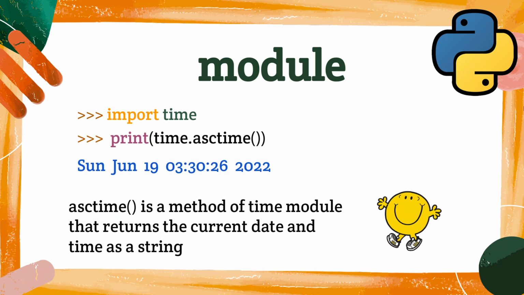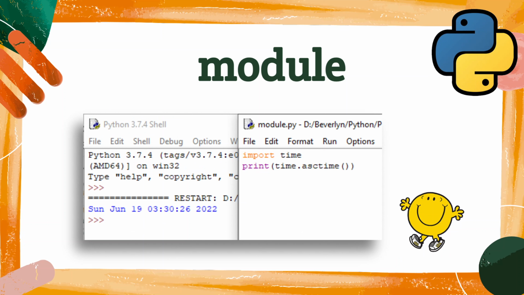ascTime is a method of the time module that returns the current date and time as a string. So, if you print out time.ascTime, you will see the date and time of that moment when you call this time.ascTime method. Let's take a look at the printout on Python shell. As you can see on the left, the blue string shows the date and time of that moment.